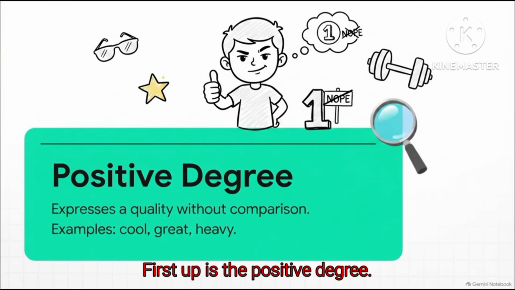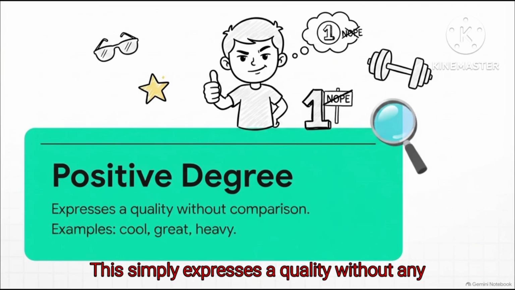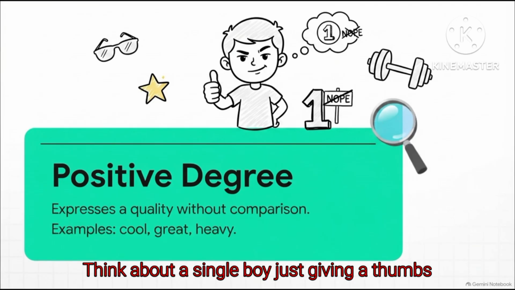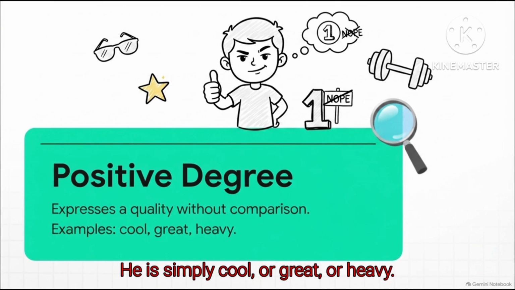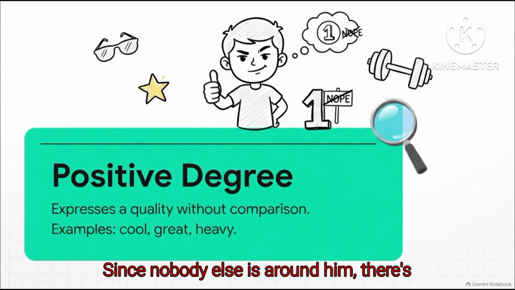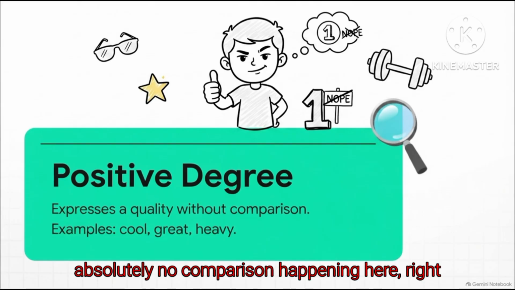First up is the positive degree. This simply expresses equality without any comparison at all. Think about a single boy just giving a thumbs up. He is simply cool, or great, or heavy. Since nobody else is around him, there's absolutely no comparison happening here, right?